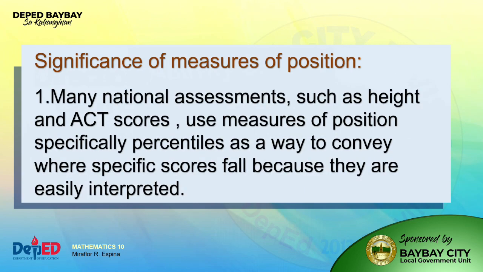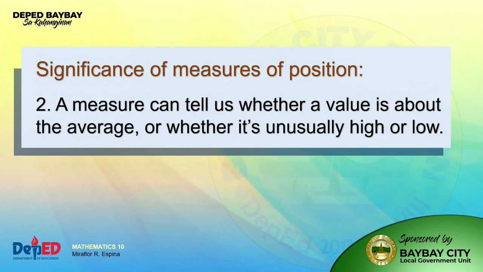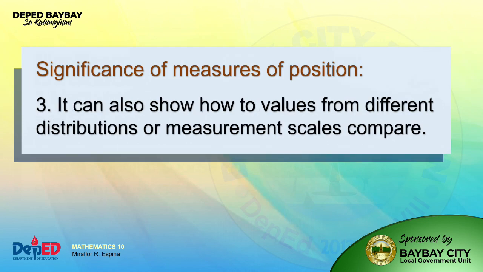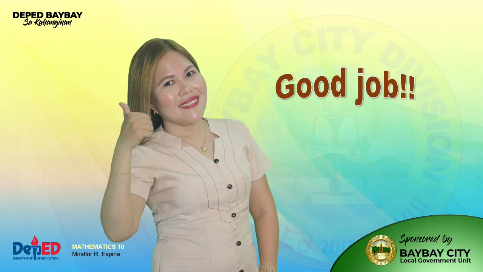First, many national assessments, such as height and ACT scores, use measures of position, specifically percentiles, as a way to convey where specific scores fall because they are easily interpreted. Second, a measure can tell us whether a value is about the average or whether it's unusually high or low. Third, it can also show how values from different distributions or measurement scales compare. Good job, my dear learners!